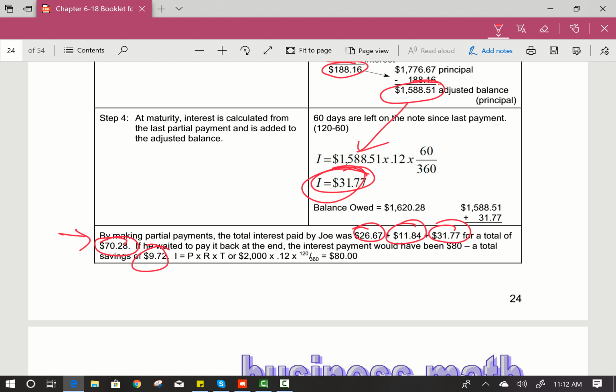Well, this concludes this particular chapter that's based upon simple interest. As we move into the next chapter, we're going to take a look at discounting a note.